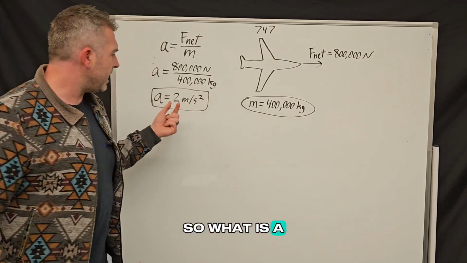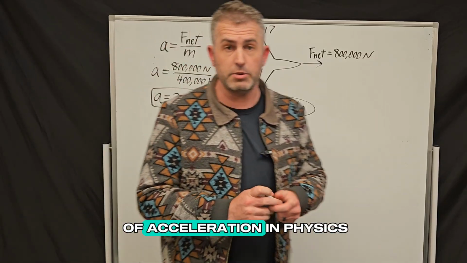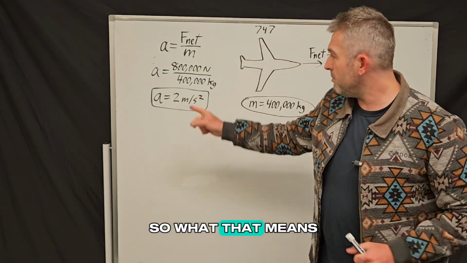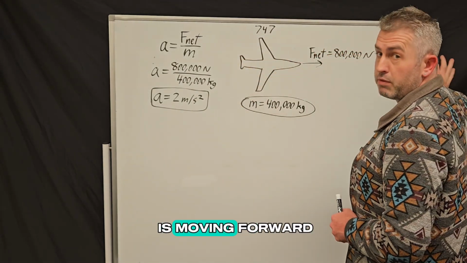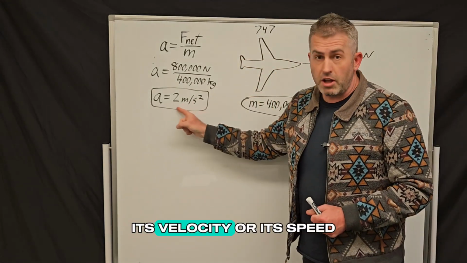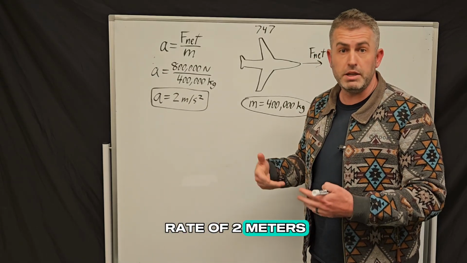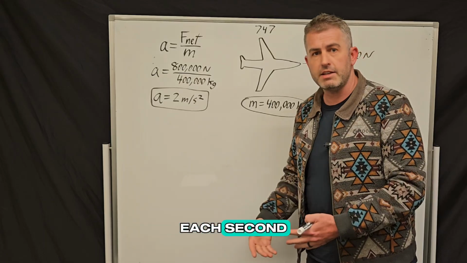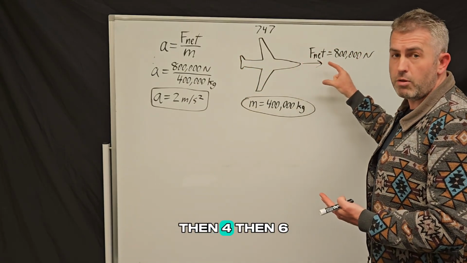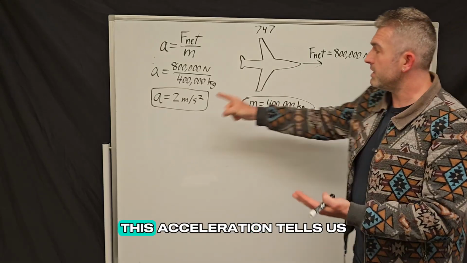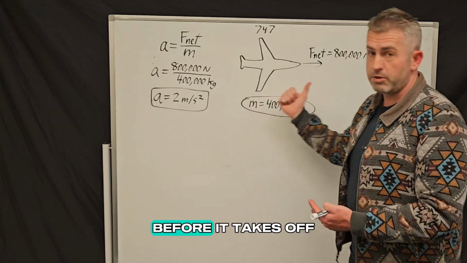So what is a meter per second squared? That's the standard unit of acceleration in physics. So what that means is every second that goes by, every second this thing is moving forward, its velocity or its speed will increase by a rate of 2 meters per second each second. So after 1 second, it's going 2 meters per second, then 4, then 6, then 8. So this acceleration tells us the rate at which it's increasing its velocity before it takes off.